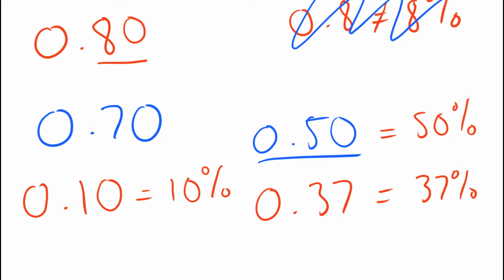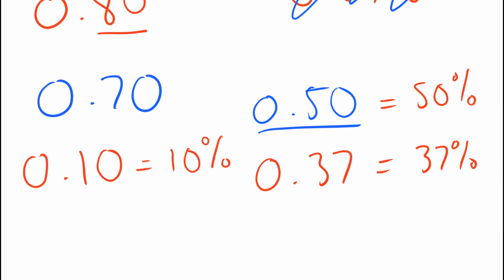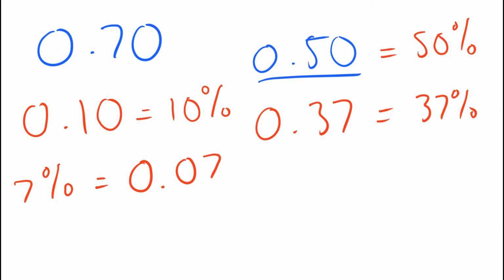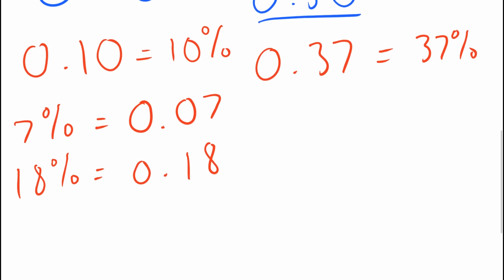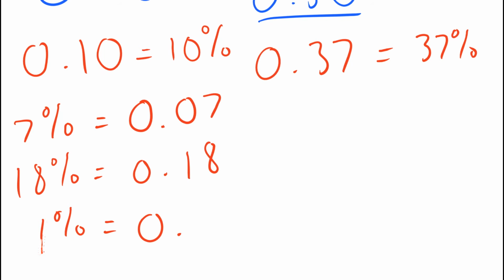Now you might be wondering, what about single digits? How would we write that? Well, you'd write the two numbers. So for example, if you wanted to say what 7% was, 7% is 0.07. You always need two numbers. 18% would be 0.18. Finally, what about 1%? So 1% would be 0.01, we need two numbers.